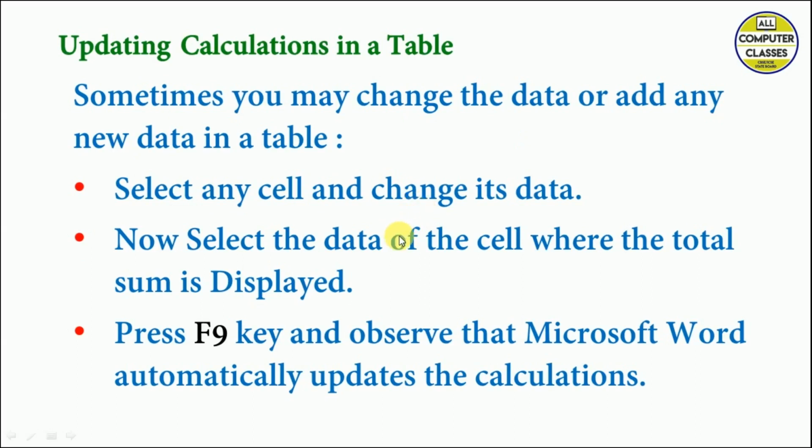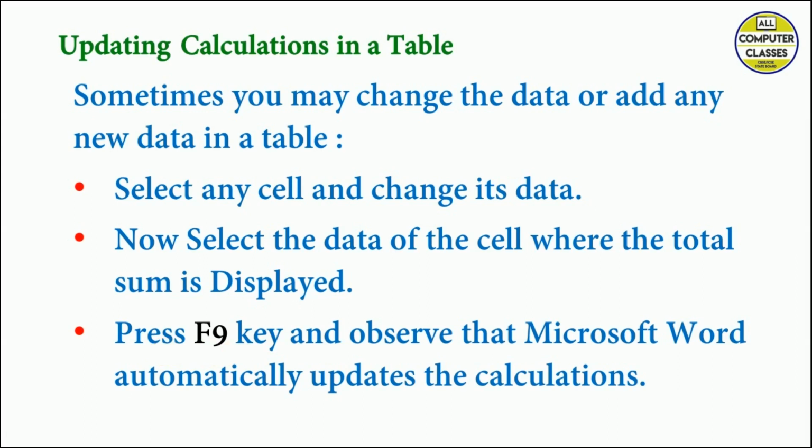So it is updating calculation in a table. Sometimes you may change the data or add new data in the table, so our result should be updated. How can we see whether our result is updated or not? Select any cell and change its data. We will perform this step first. We will change some data or add some new data. Now select the cell where the total sum is displayed. Where the result is already displayed, we need to click there and then press F9 and observe that MS Word automatically updates the calculations.